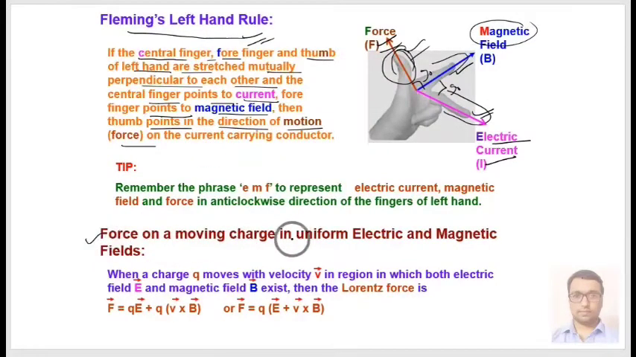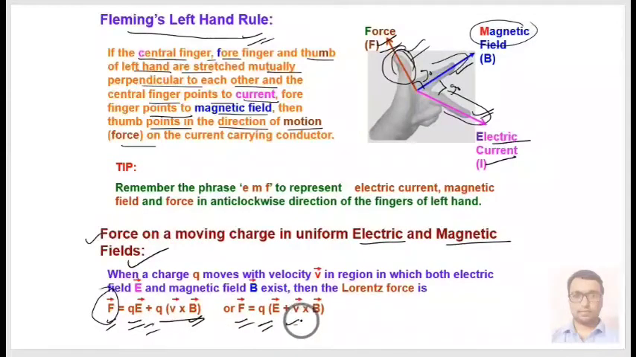Now suppose we have an electric field as well as a magnetic field. In that case, how much force will act on the charged particle? That force will be F equal to qE plus q v cross B, and taking q common, you will get q times E plus v cross B.